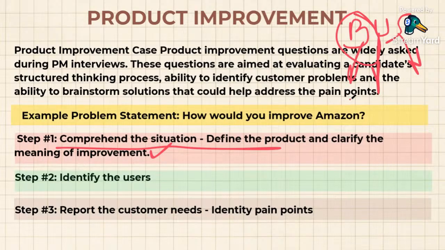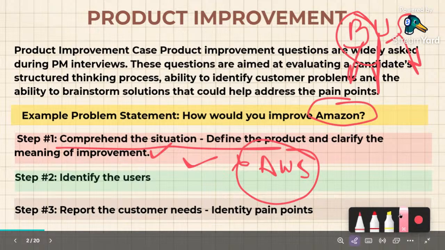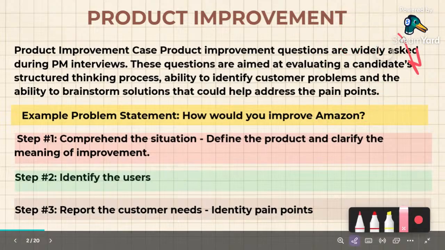Let's say we are improving Amazon. Now, we try to understand what exactly they meant. We firstly ask clarifying questions. If they say we are improving Amazon, which business do they actually want, whether they are talking about Amazon AWS or the Amazon e-commerce business. We need to understand this very first thing. Then the interviewer will give us a certain direction. Okay, we are talking about Amazon, let's say, web services.